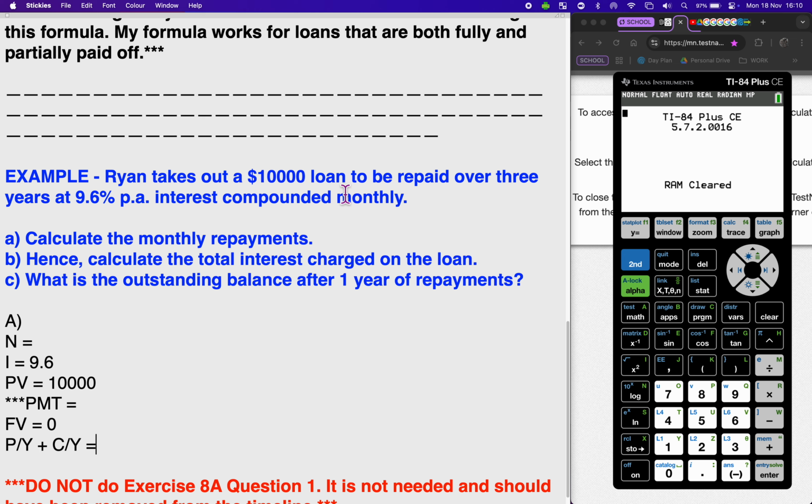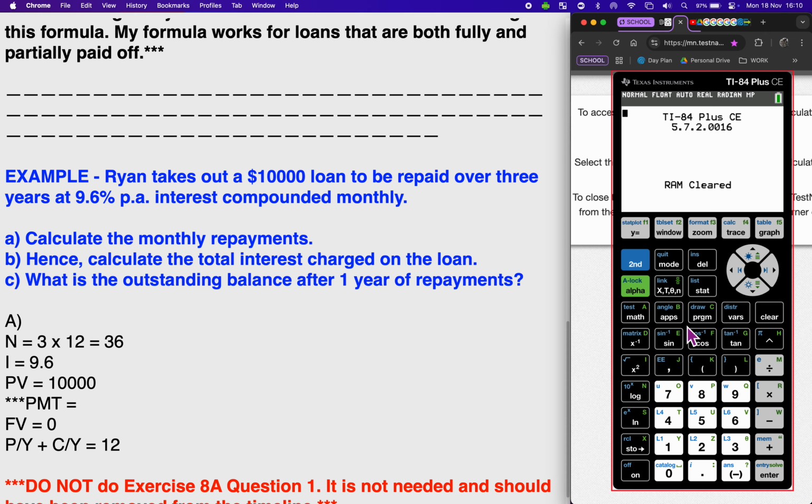Compounding monthly, and we're making monthly repayments, so both 12. 3 years, happening 12 times a year, so 3 times 12, 36. So I have everything I need to put in the calculator. Apps, finance, TVM solver, 36, 9.6, 10,000 positive.